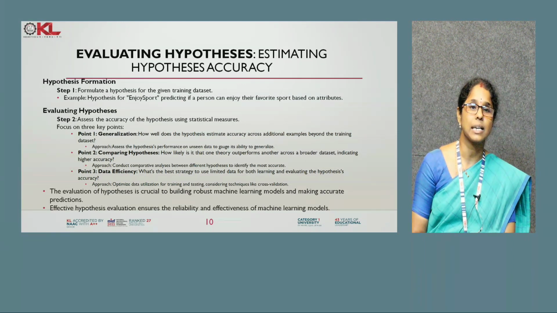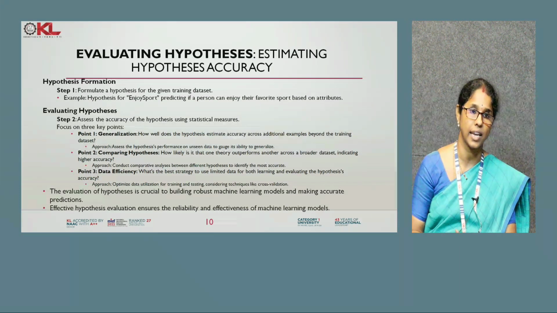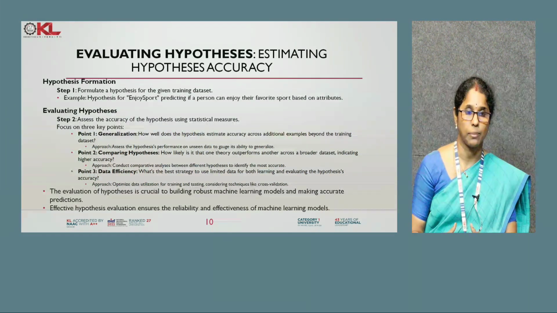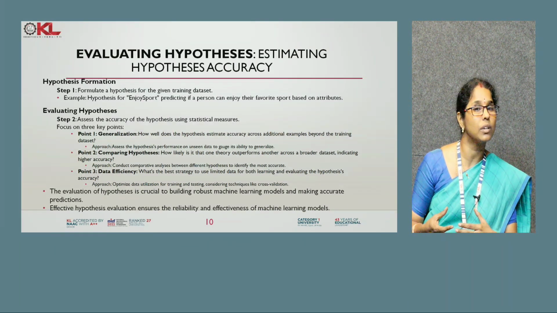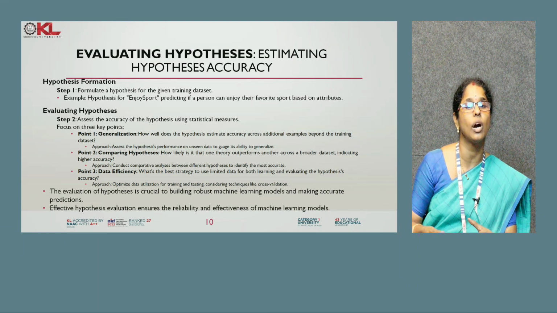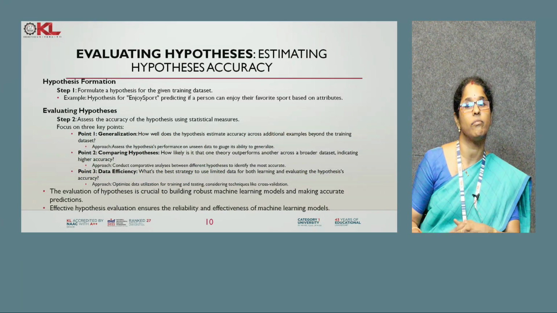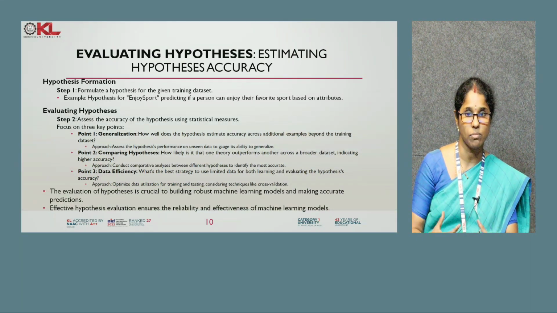Okay, and next, comparing hypotheses. Comparing hypotheses is about how likely it is that a theory outperforms another across a broader data set, indicating high accuracy. That means you have two hypotheses, H1 and H2. You have come to the conclusion that H2 is accurate, but will H2 also suit other data when it is newly added? Sometimes H2 might work well, sometimes it might not. So how accurately will your H2 work when other data outside your boundaries is added?